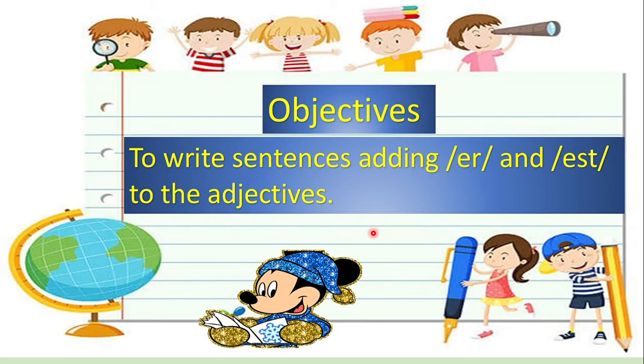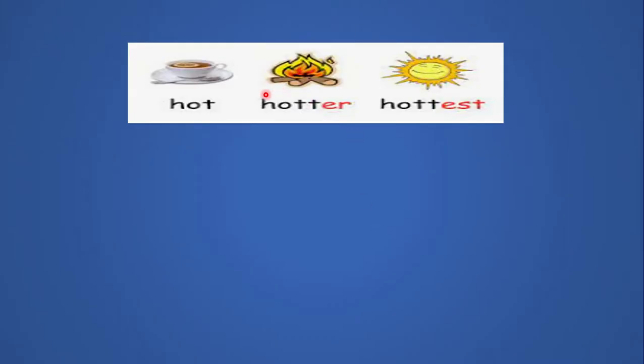In this lesson, my students, we're going to write sentences adding er and est to the adjectives. Let us take these adjectives first, my students. Let us look at this adjective. Hot, hotter, hottest. How can we use each adjective? We will use the first one. Tea is hot. The tea you can see here is hot. I only describe the tea to be hot.